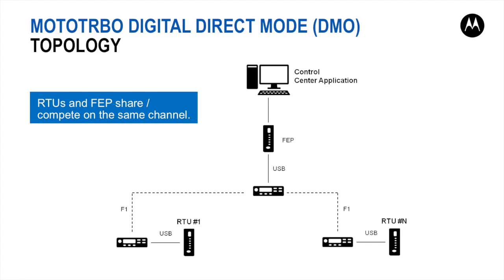This is the DMO topology. As you can see, all the units have a radio, and all of them communicate over a single channel. The RTUs burst the information towards the FEP, which is polled by the control center application. The FEP can poll the RTU in exactly the same method as the RTU.